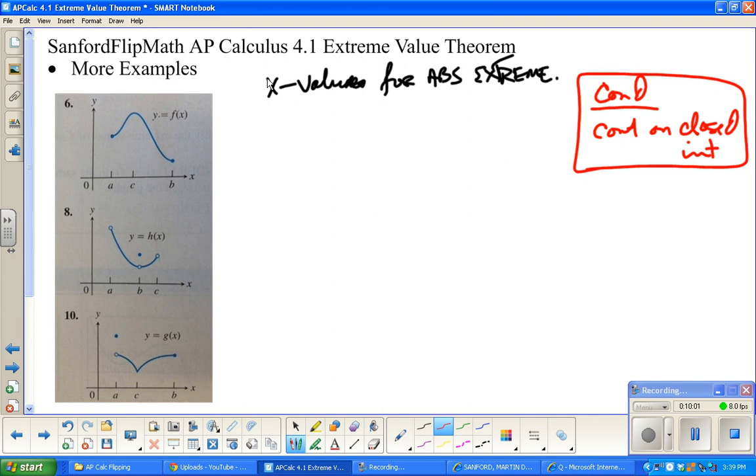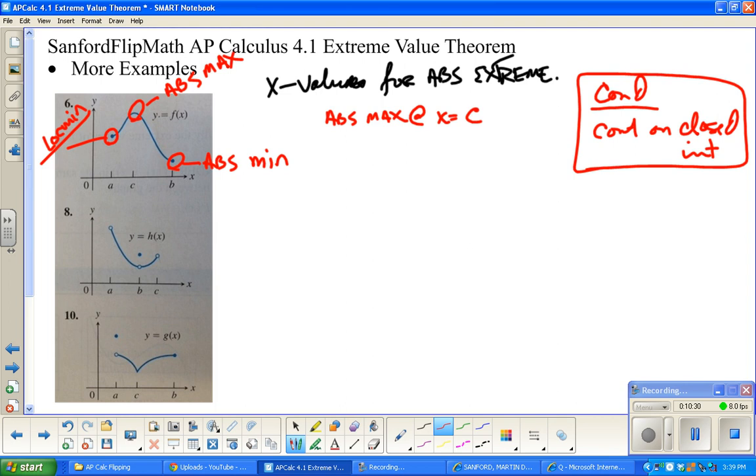Now first of all, remember that the conditions has to be continuous on a closed interval. So look at number 6. Again, this is taken right out of the calc book. This point right here is a local minimum. This point right here is an absolute minimum. And this point right here would be an absolute maximum. So we're going to say absolute max at x equals c, and absolute min at x equals b.